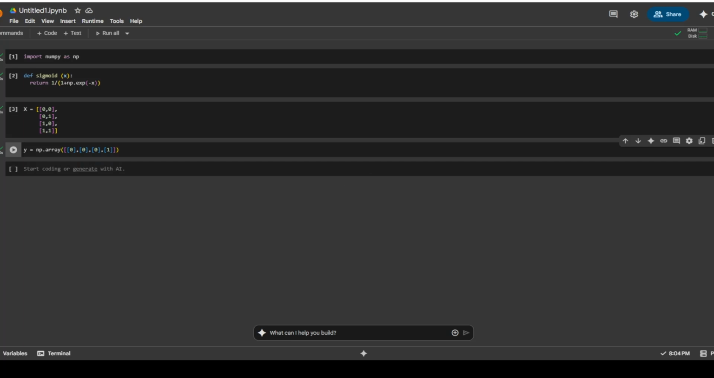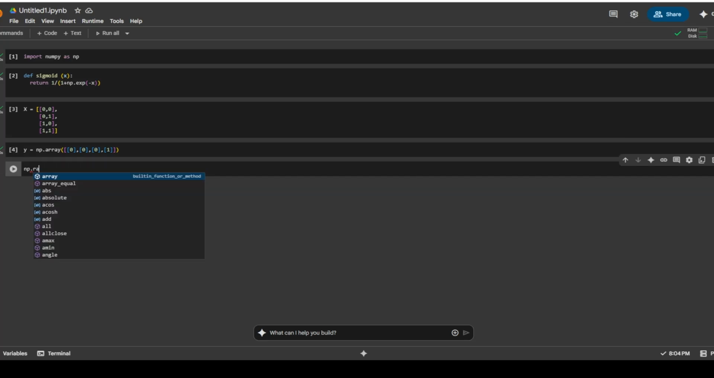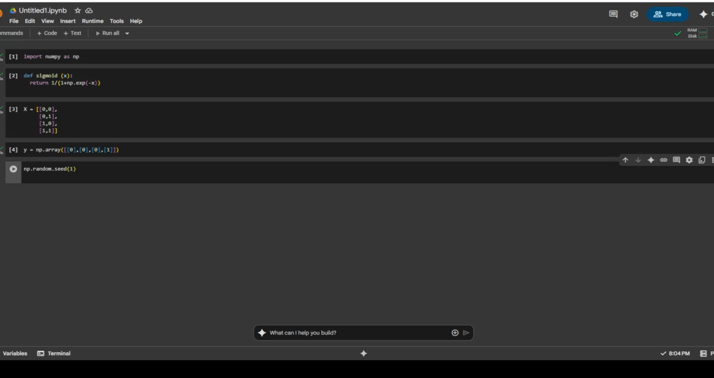Okay, so yeah, it worked. Now we initialize the weights and bias randomly. np.random.seed of, let's say, 1, and then we declare our weights here using np.random.rand of 2 comma 1, and then we will be using our bias, np.random.rand of 1. Yeah, this was it.